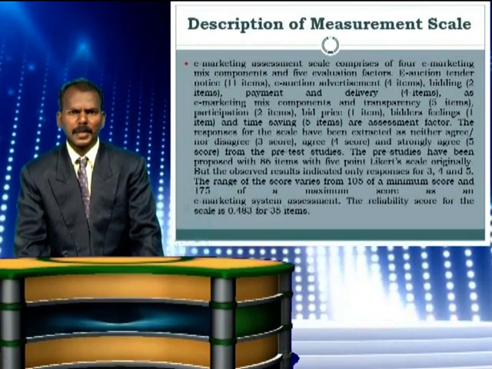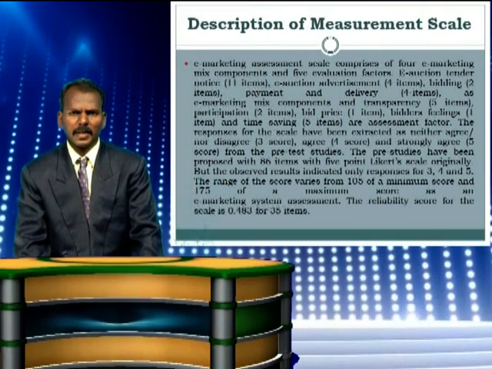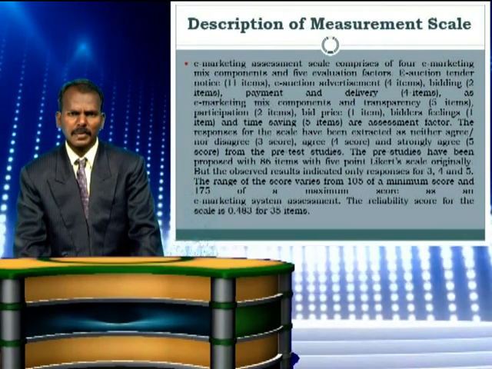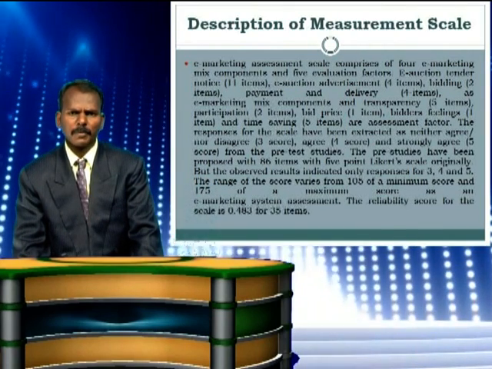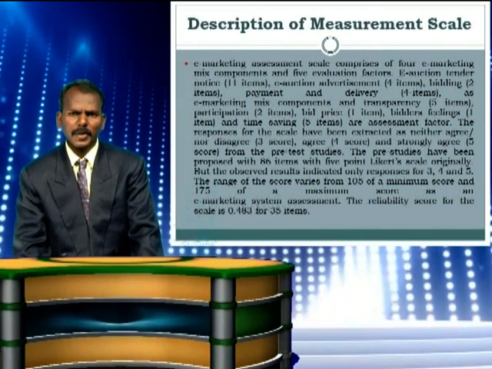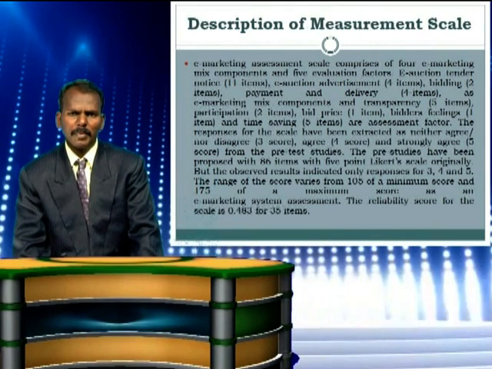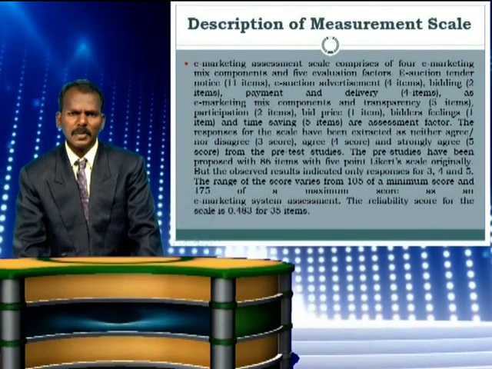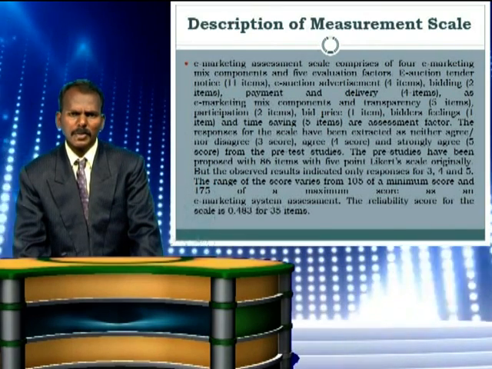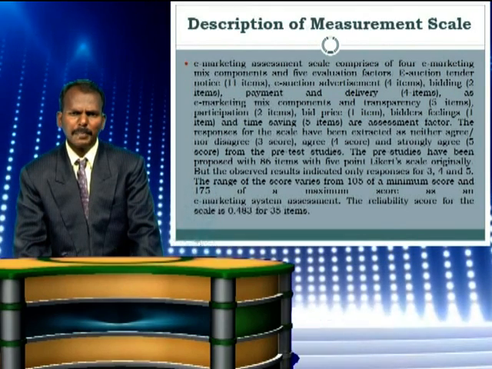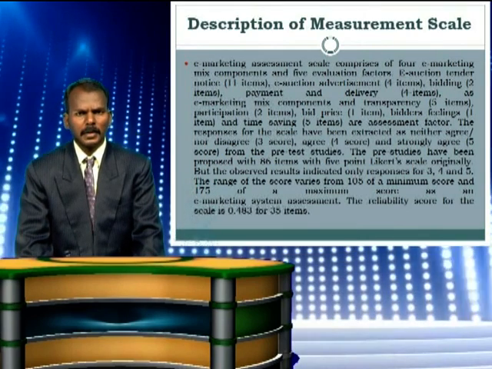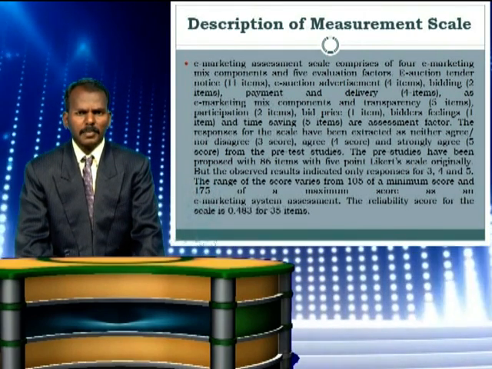Description of measurement scale. The e-marketing assessment scale comprises 4 e-marketing mix components and 5 evaluation factors. E-auction tender notice 11 items, e-auction advertisement 4 items, bidding 2 items, payment and delivery 4 items are the e-marketing mix components. Transparency 5 items, participation 2 items, bid price 1 item, bidder feeling win or lose 1 item and time saving 5 items are the assessment factors.